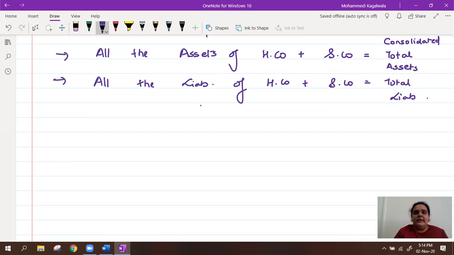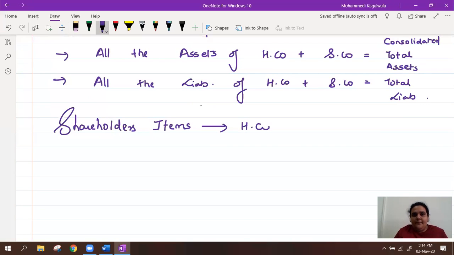I have to just do the addition of the assets and of the liabilities, except for shareholders' items. Shareholders' items are to be divided between the holding company and the subsidiary company in the ratio of investment. Now I will tell you what this means.